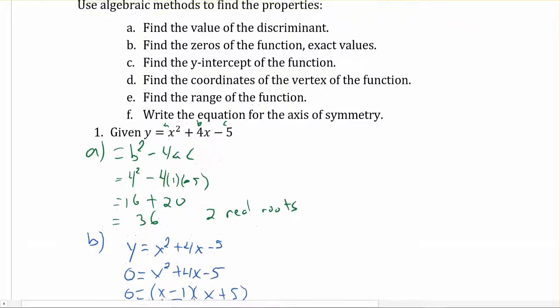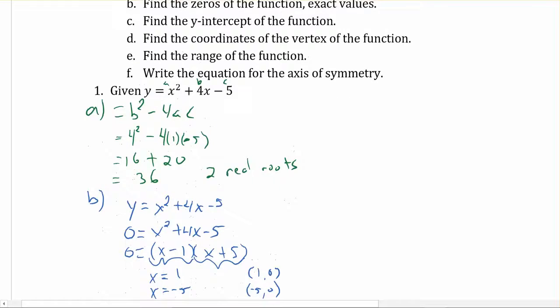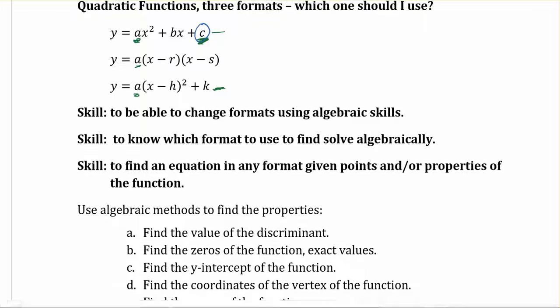Okay. D, the coordinate of the vertex of the function. So for this one, we want to put it into our vertex format. So the last one up there.